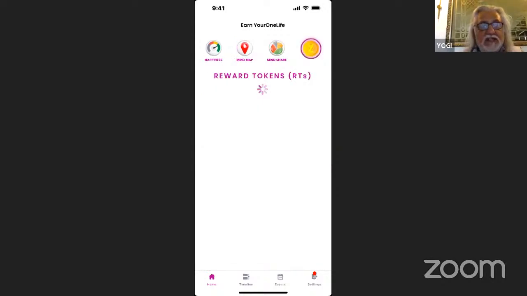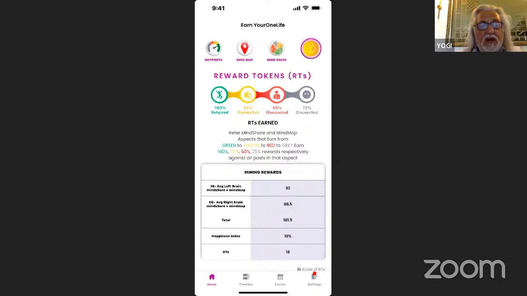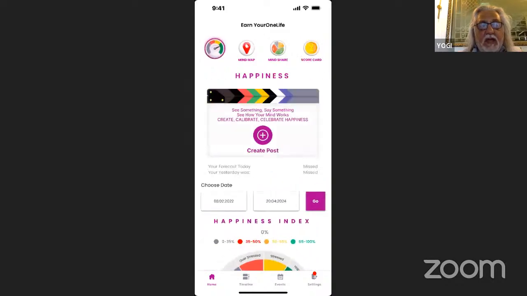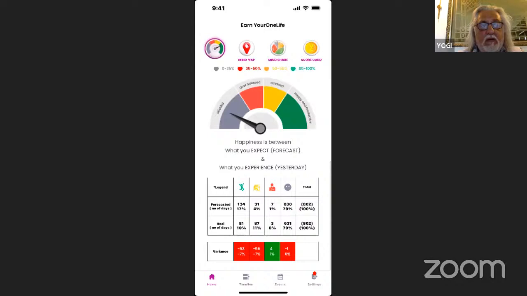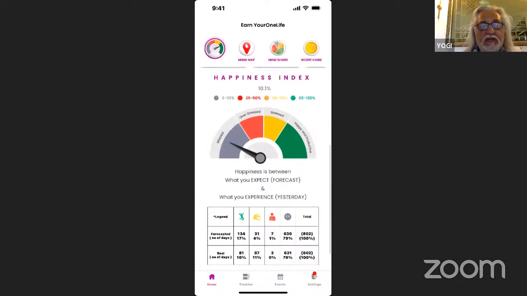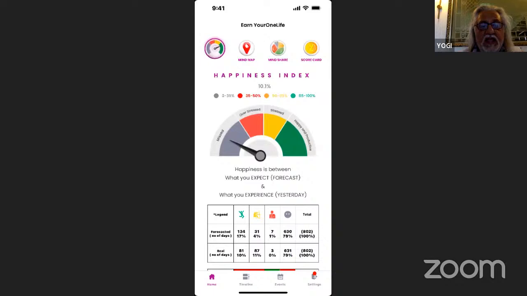So your scorecard says, okay, it's coming up. Left brain is 93, your right brain is 88.5. The total of the two comes to 181.5. But your happiness index, as you saw earlier on the earlier screen, and let me take you back once again, your happiness index is only 10%. You see the happiness index 10.1%. Why? Because 81 days out of 802 days are the only days that I've actually really been happy. It says real number of days is 81 out of 802, and that is 10.1%.